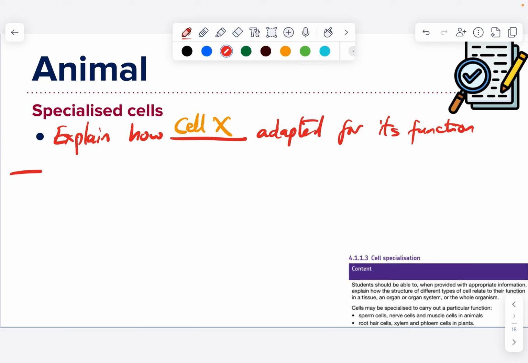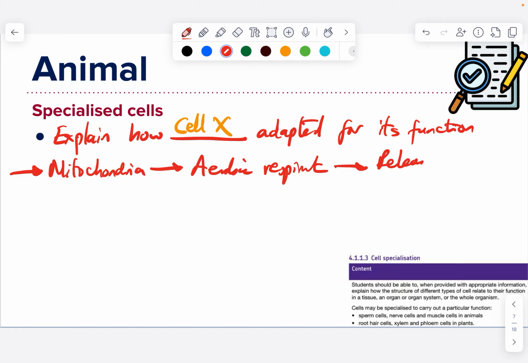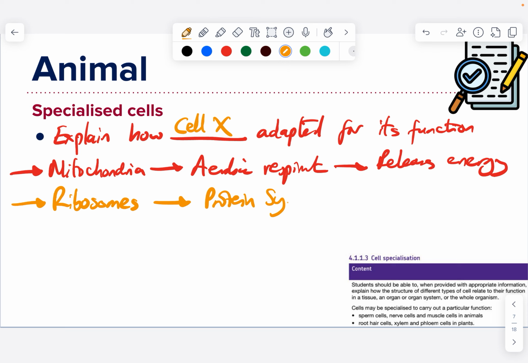So the first one I would always talk about in any adaptation of a particular cell would be mitochondria. Why mitochondria? Mitochondria is where aerobic respiration occurs, which releases energy, and I'd say pretty much every cell will need that as an adaptation. Second adaptation of cells would often be ribosomes. Why ribosomes? Ribosomes are the site of protein synthesis. Well, how is that relevant? That's where you do have to link it to the cell.